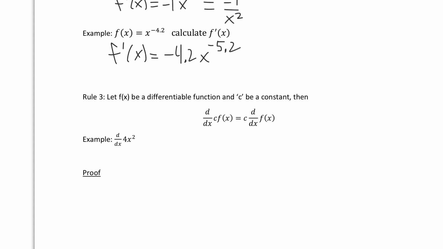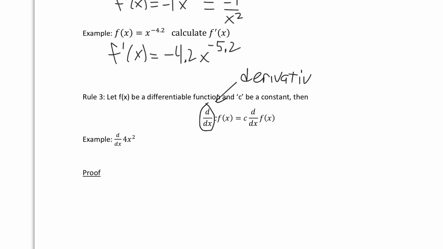There you go. Now there's another rule you can use in conjunction with this first rule. It's rule number 3. And it says that if you have a differentiable function, and c is a constant, then the derivative of c f of x is equal to c times the derivative of f of x. Now I know this notation looks a little bit scary, but all this symbol here, d dx, means is derivative.